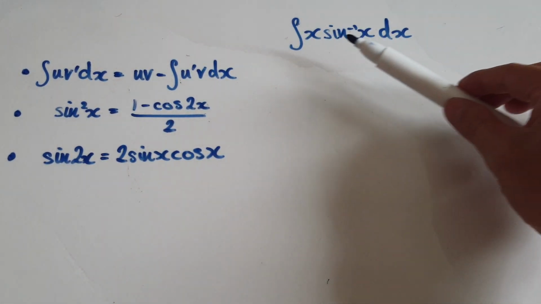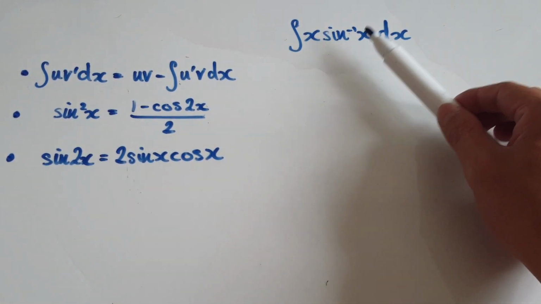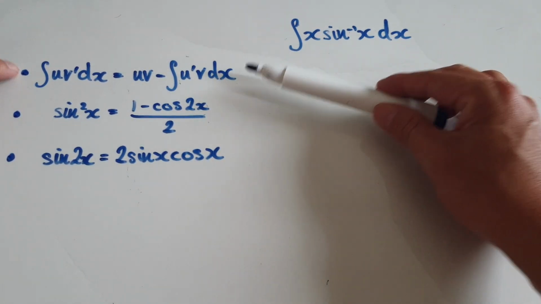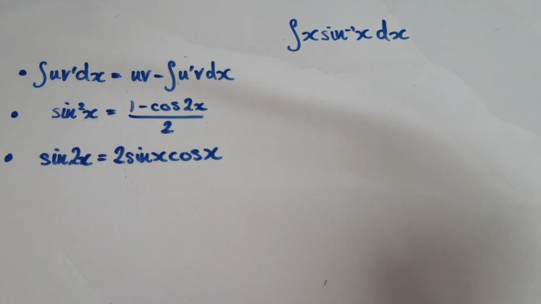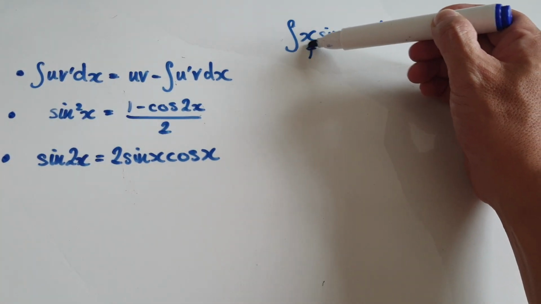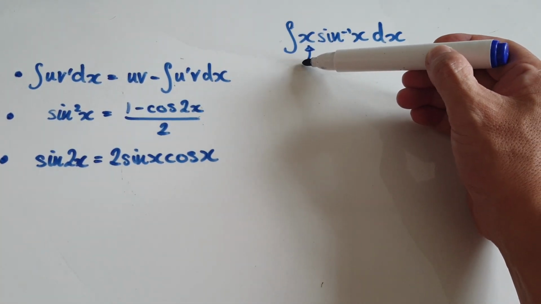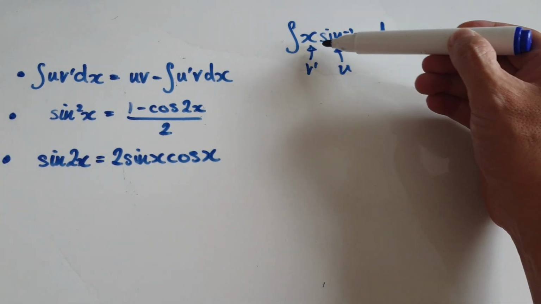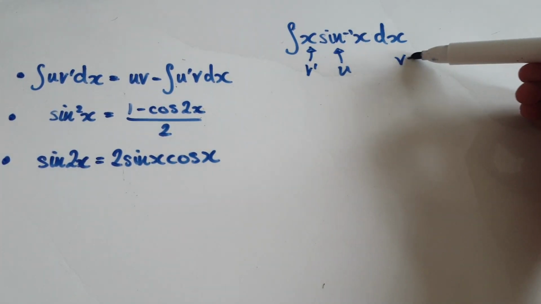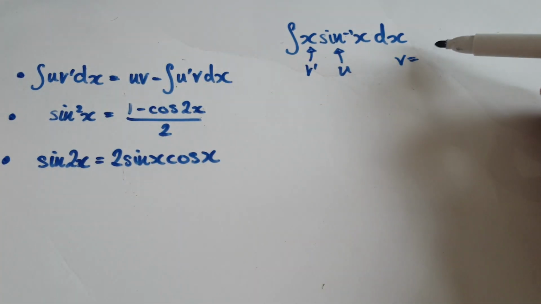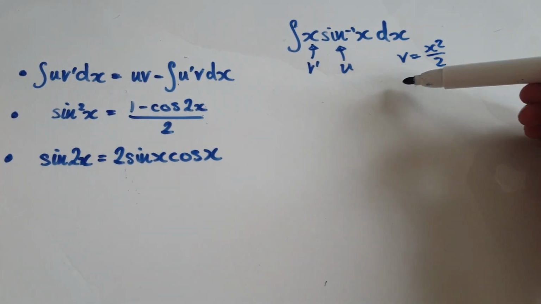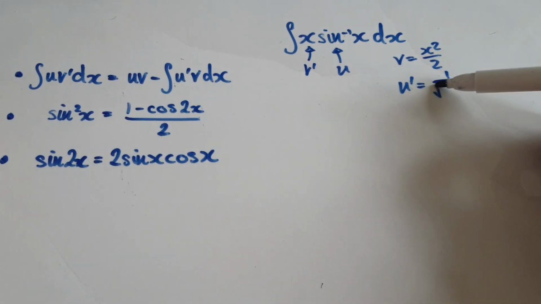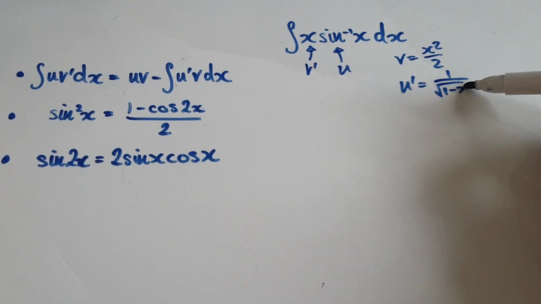In this video, I'm going to show you how to integrate x inverse sine x. To do this, we need to combine integration by parts and trigonometric substitution. So let this be v prime and let this be u. So v would be x squared over 2, and u prime would be 1 over root 1 minus x squared.